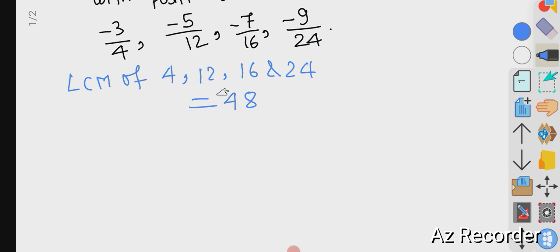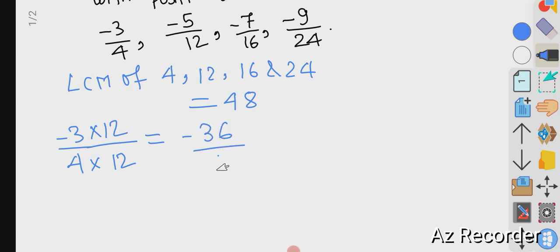Now we have to convert the denominators of all the given four rational numbers to 48. So let's take the first rational number, minus 3 upon 4. How will we convert its denominator to 48? Remember, 12 fours are 48. That's why we will multiply 12 in numerator and denominator. So here we will get minus 36 upon 48.